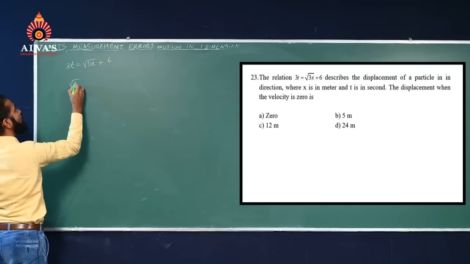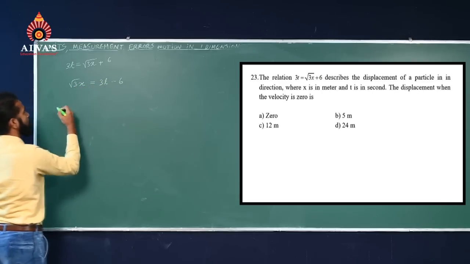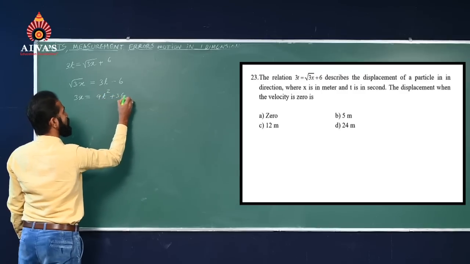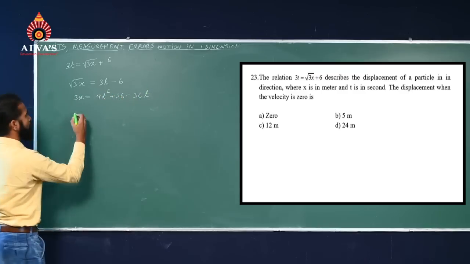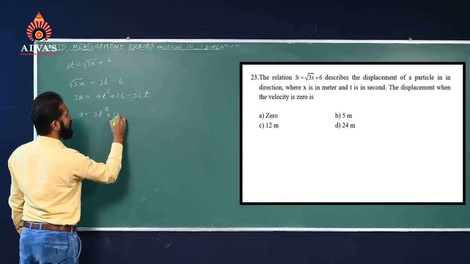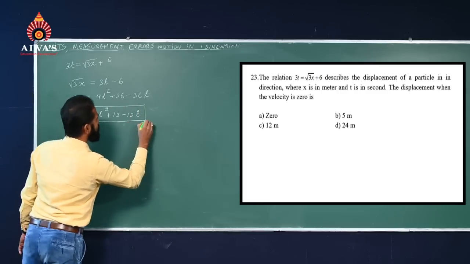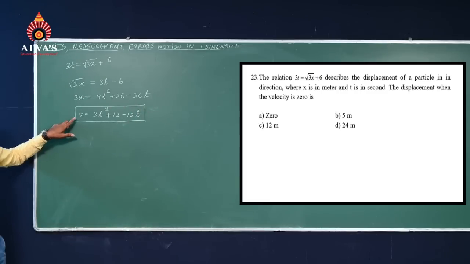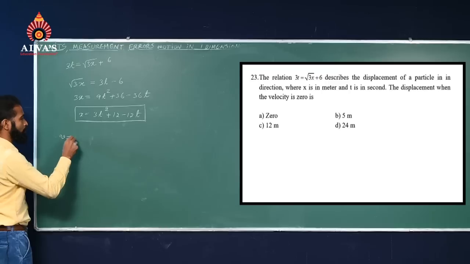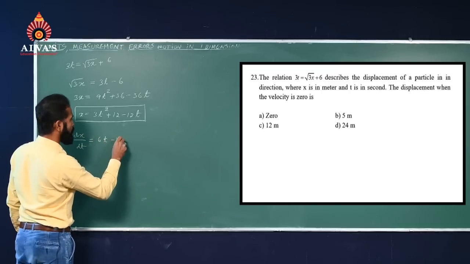So root of 3x will be equal to 3t minus 6. If I square on both the sides, I'm going to get 9t square plus 36 minus 36t, or x is going to become equal to 3t square plus 12 minus 12t. So this is the relation that gives us the relation between displacement and time in the standard form. So if I differentiate this equation, I'm going to get velocity dx divided by dt. So that will become 6t minus 12.